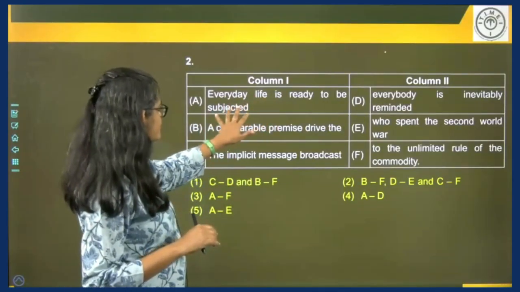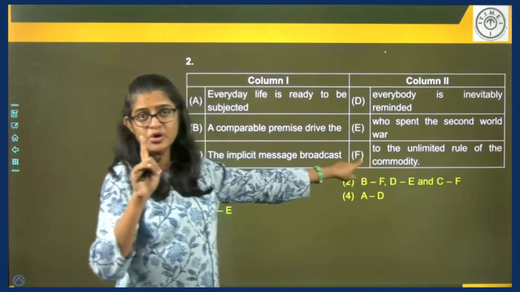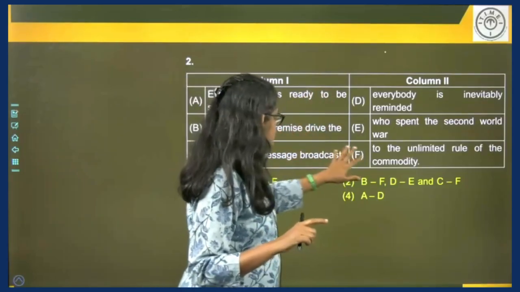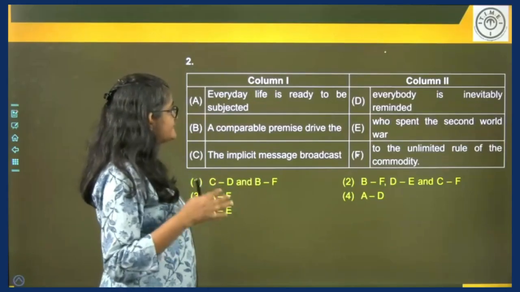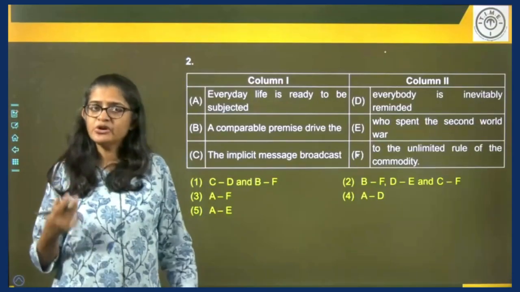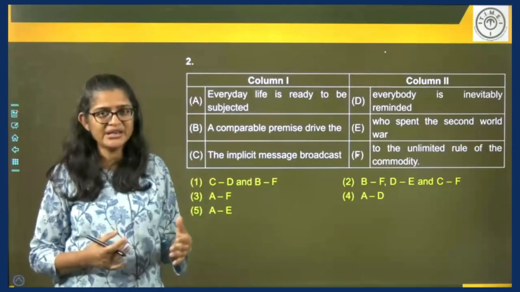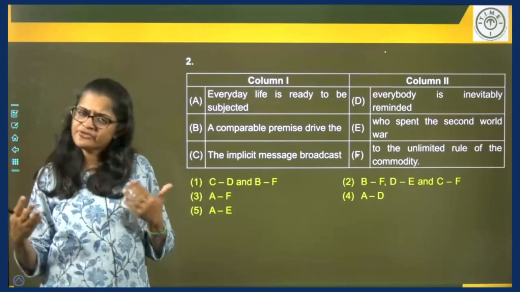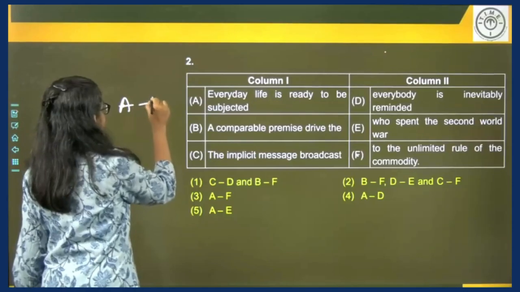Everyday life is ready to be subjected. Is there something beginning with to? Yes. You have F. Now, you all also have to see whether it makes sense. Subjected to the unlimited rule of the commodity. Okay, everyday life is ready to be subjected to the unlimited rule of the commodity. Rule of the commodity means what? Consumerism, where the market rules. Okay, so they are saying that now the market is going to rule, or this is going to be a time of consumerism. So, A and F is definitely possible.